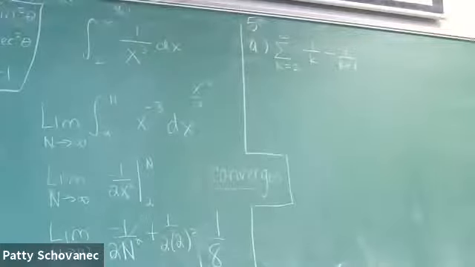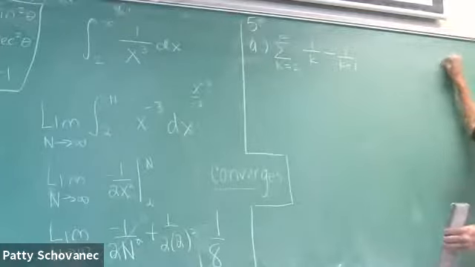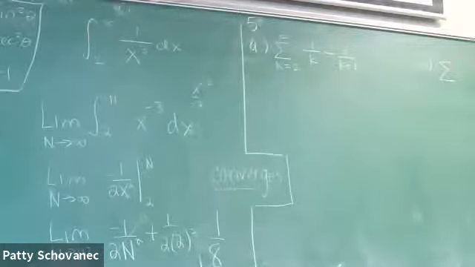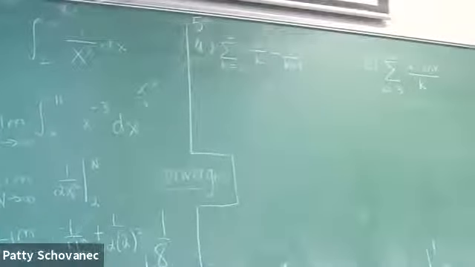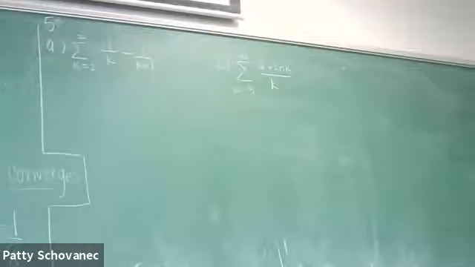Number 5b. We've got the sum from k is 3 to infinity of 2 plus the natural log of k, over k. Do those two first. So A would be convergence, -1.